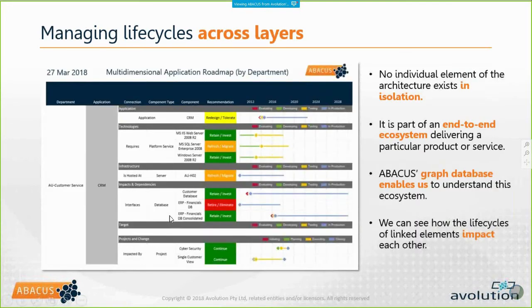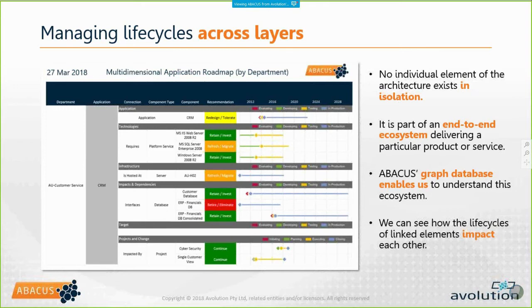Something else we can do, because ABACUS is based on a graph database, very clever bit of technology that basically makes it very easy to understand the relationships in your architecture, is that we can understand the linked life cycles across many different dimensions of the architecture. So we talked before about the fact that the architecture is made up of business layers, application layers, information layers, technology layers. We can actually, for example, for a given application, we understand the end-to-end ecosystem it plays in. So we understand, for example, that it interfaces with other applications, that it supports particular processes or business products, that it sits on particular technology platforms.